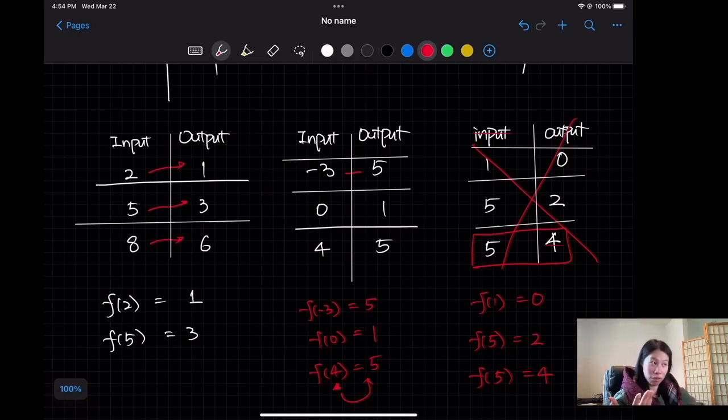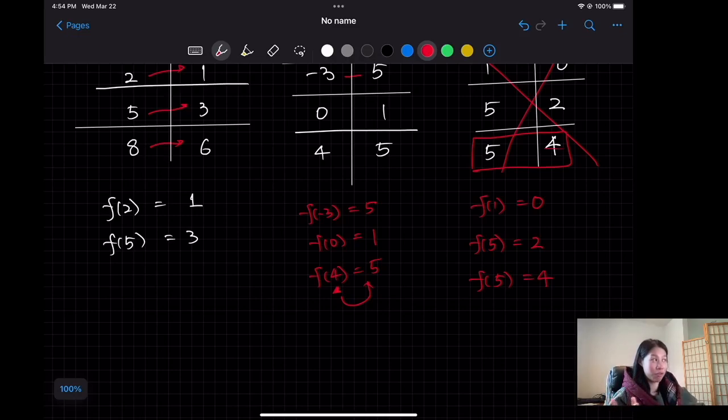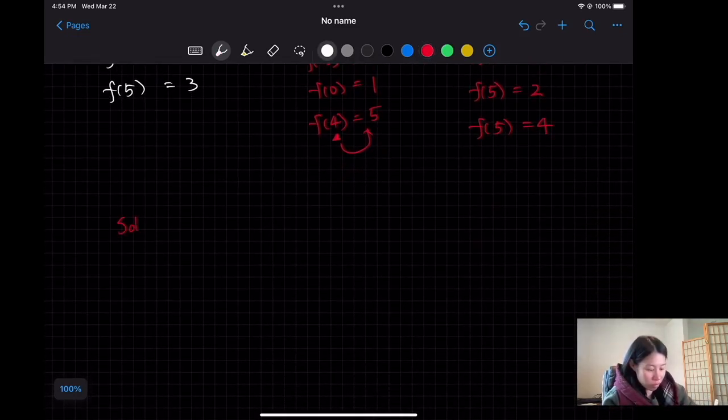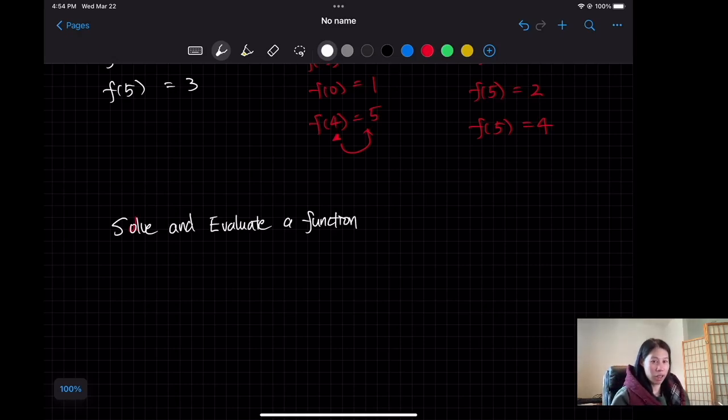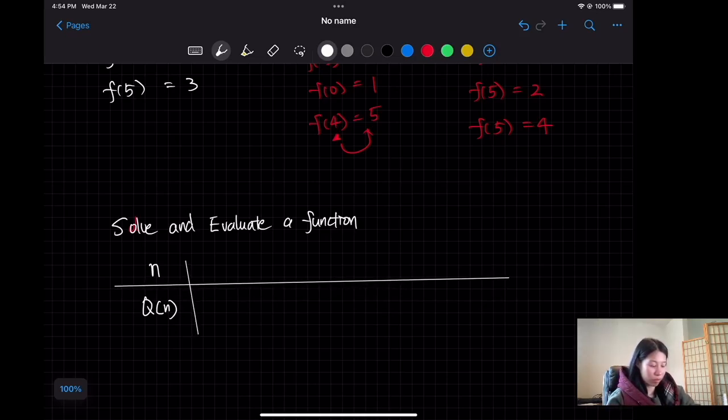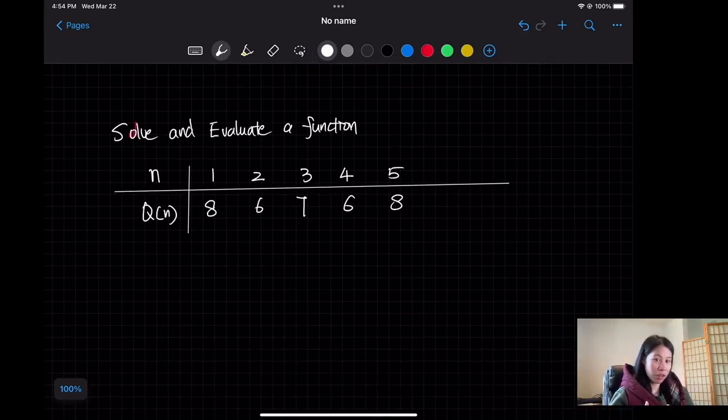All right, after we tell you what a function is, the next step is how do we solve or evaluate a function? If I give you a graph, such as your input is n, your output is q of n. It's not always necessarily x and y or f. They could use different letters. First of all, this is a function. Secondly, how do we evaluate or solve the function?